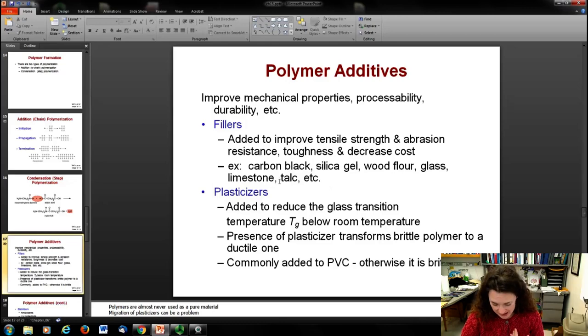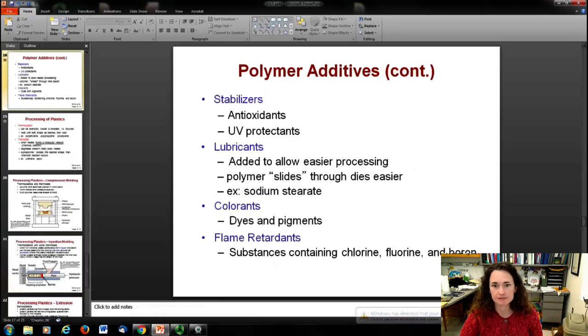On the other hand, plasticizers are generally liquids with low molecular weights, and they're often added to reduce the glass transition temperature below room temperature, or to transform a brittle material into a more ductile material. This is commonly added to PVC, otherwise it's really brittle and fractures very easily. You can also add stabilizers, which might protect it from degradation due to oxygen or ultraviolet radiation.